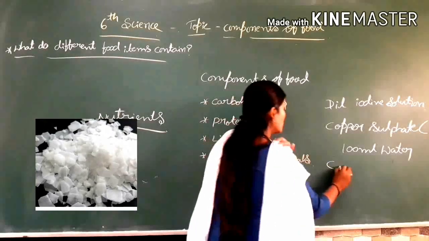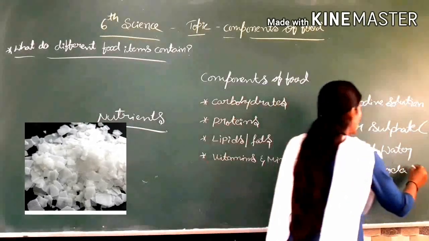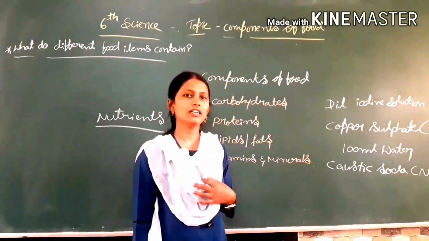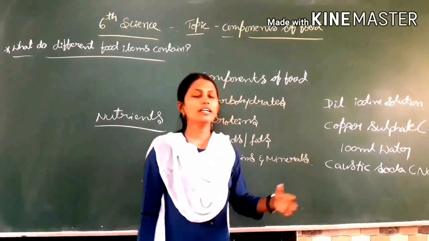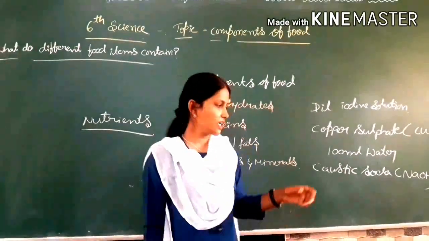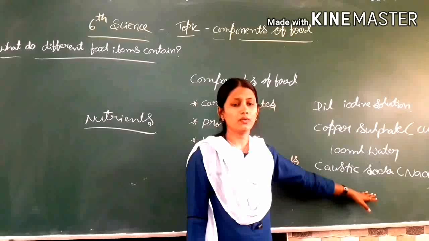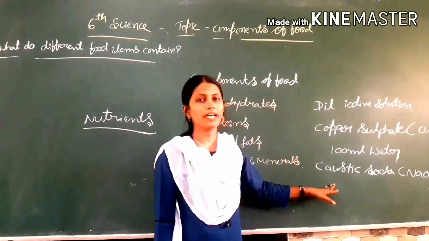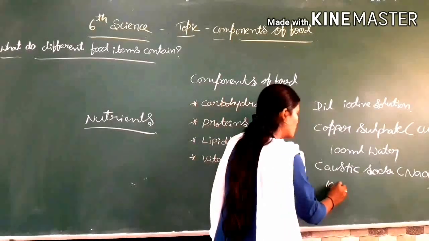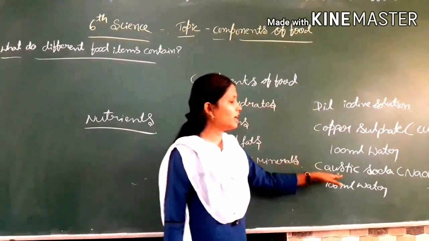Next one is caustic soda. Caustic soda is also called sodium hydroxide. How do we prepare the caustic soda solution? Caustic soda solution can be prepared by adding 10 grams of caustic soda to 100 ml of water. Then we get a solution of caustic soda.